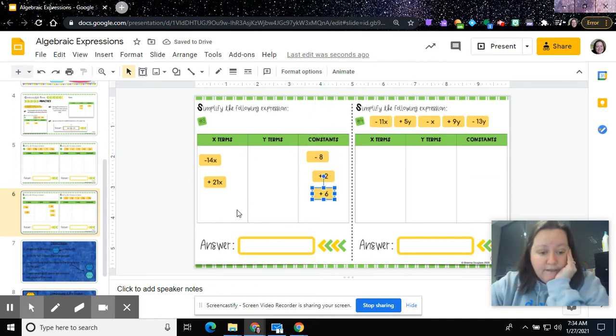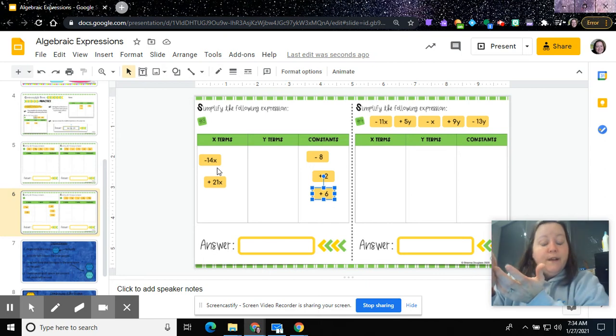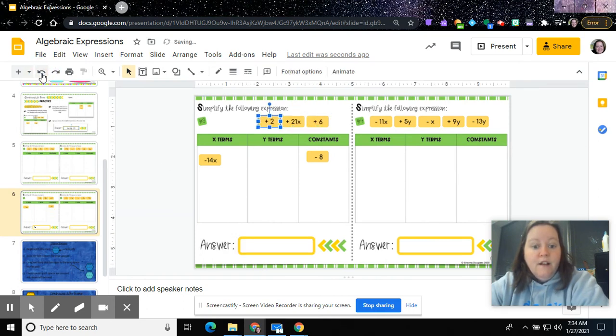So on this one, you do negative 14x plus 21x. So if I owe you $14 and someone gives me 21, I pay off my debt, and I would still have 7 left. So that one was 7x. And here, a negative 8 plus 2 gives me a negative 6. Negative 6 plus 6 takes me to 0. So all of that mess simplified to be 7x. So that's why we combine like terms, because it makes the problems look a lot easier than leaving them all stretched out like that.